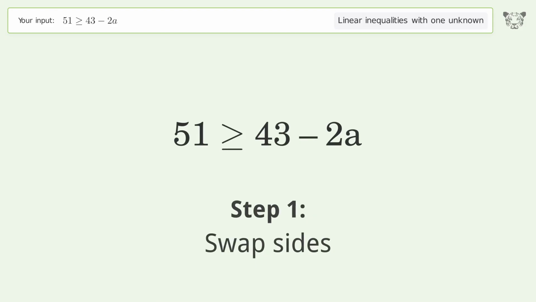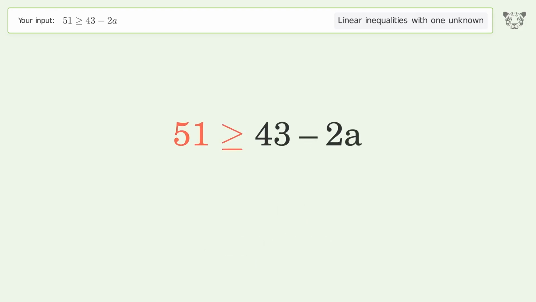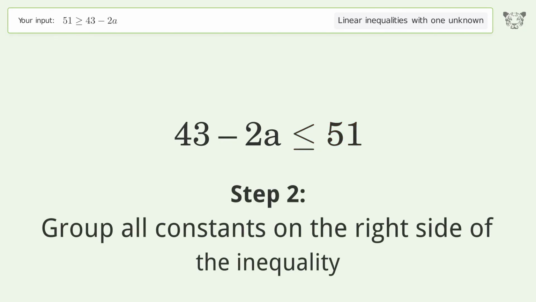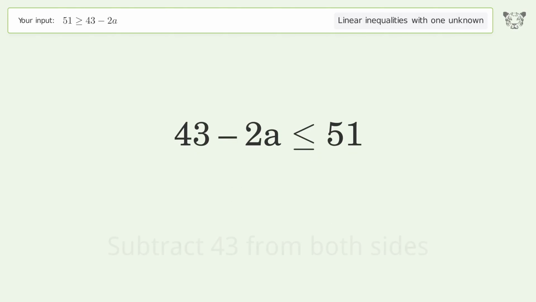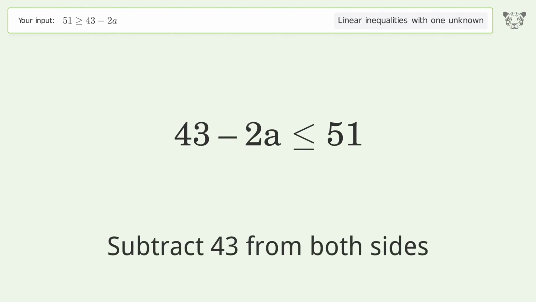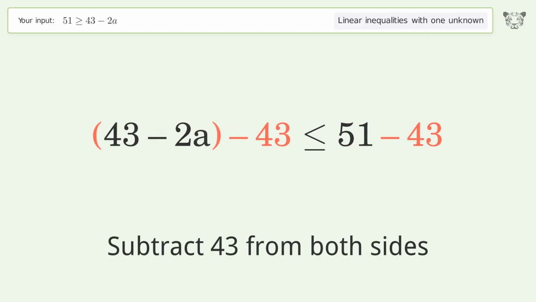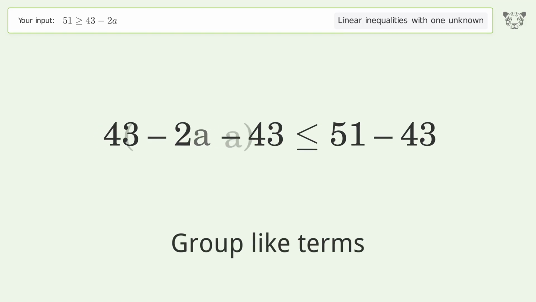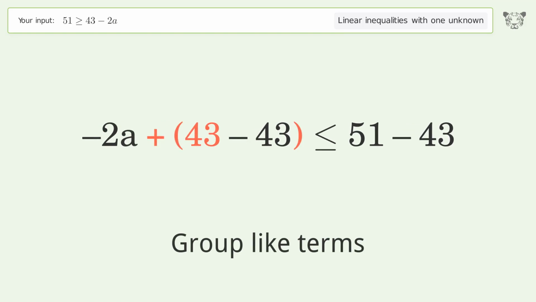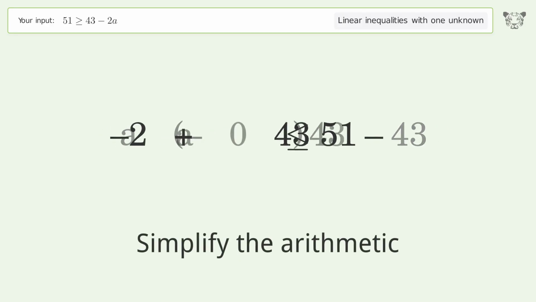Swap sides. Group all constants on the right side of the inequality. Subtract 43 from both sides. Group like terms. Simplify the arithmetic.